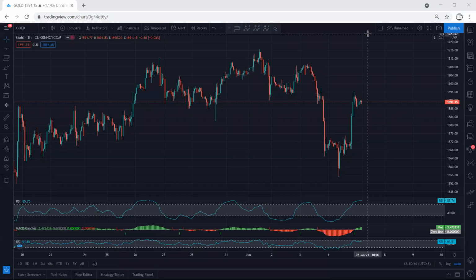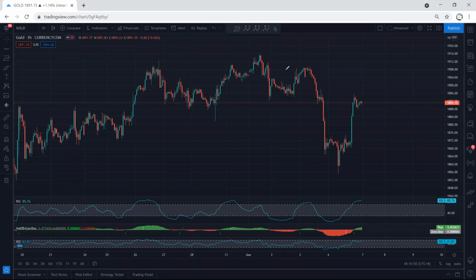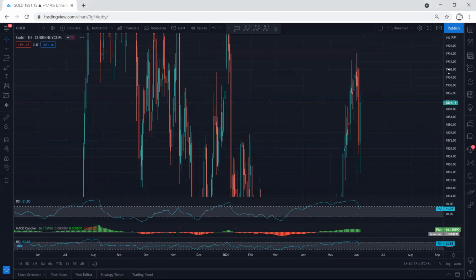Gold, we start with the 1 hour chart. As we can see, the price gave us a sharp move down, then reversed. Before we talk about what we're looking for, we start with the higher time frame. Okay, first we start with the daily chart.